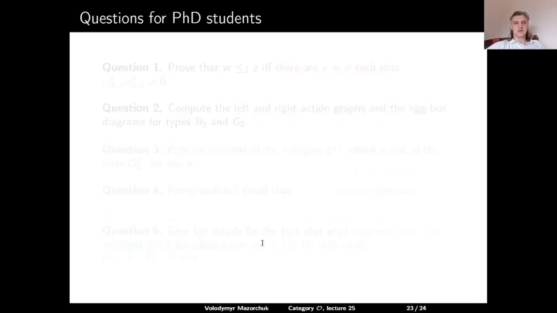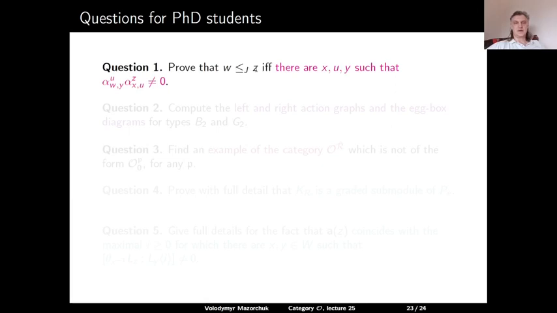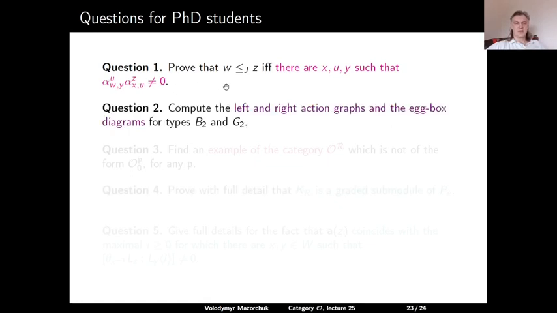Here are some questions for PhD students. Question number 1. Prove that w is two-sided less than or equal to z if and only if there are x, u, and y such that α_{w,u} times α_{x,u,z} is non-zero. Question number 2. Compute the left and right action graphs and the X-box diagrams for types B2 and G2.